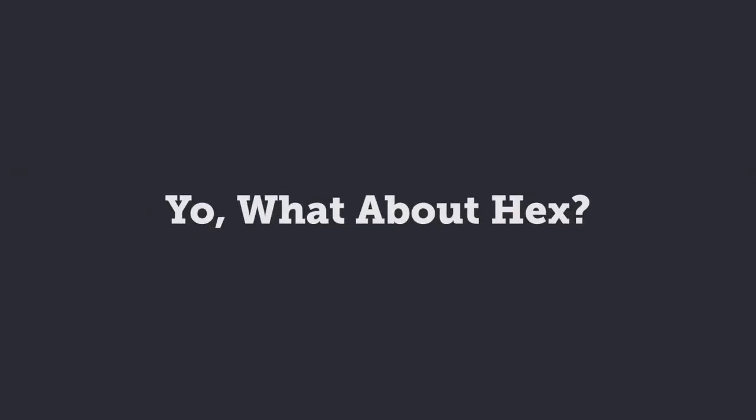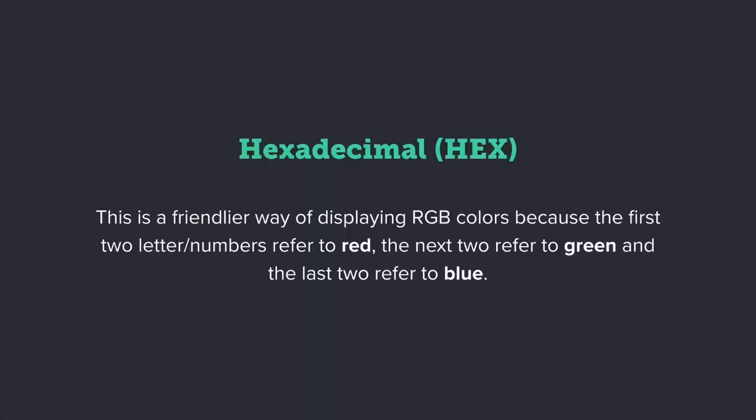Now, there is another color format that's widely used, and that's the hexadecimal, or in short, hex. This is made up of a hash sign in front and then 6 letters or numbers. This is a friendlier way of displaying RGB colors because the first 2 letters or numbers refer to red, the next 2 refer to green, and the last 2 refer to blue.